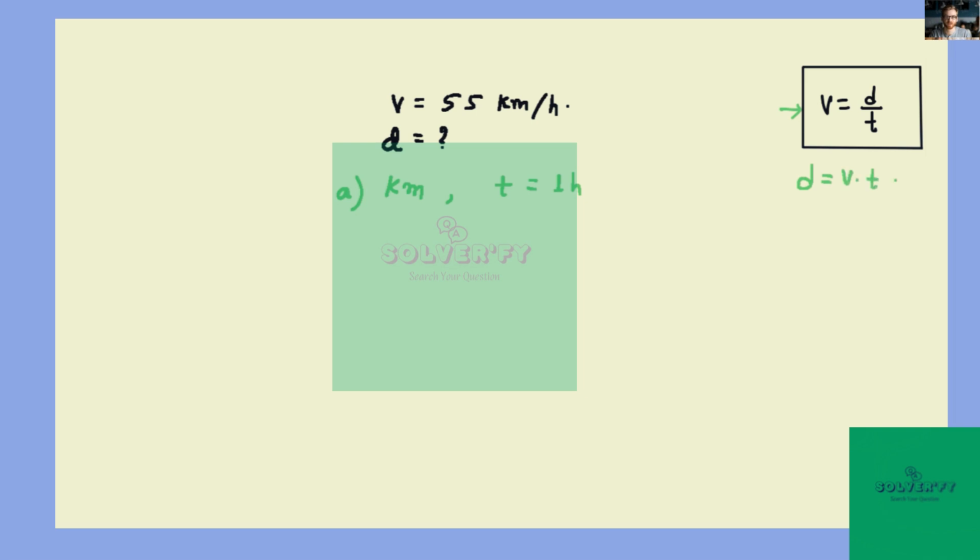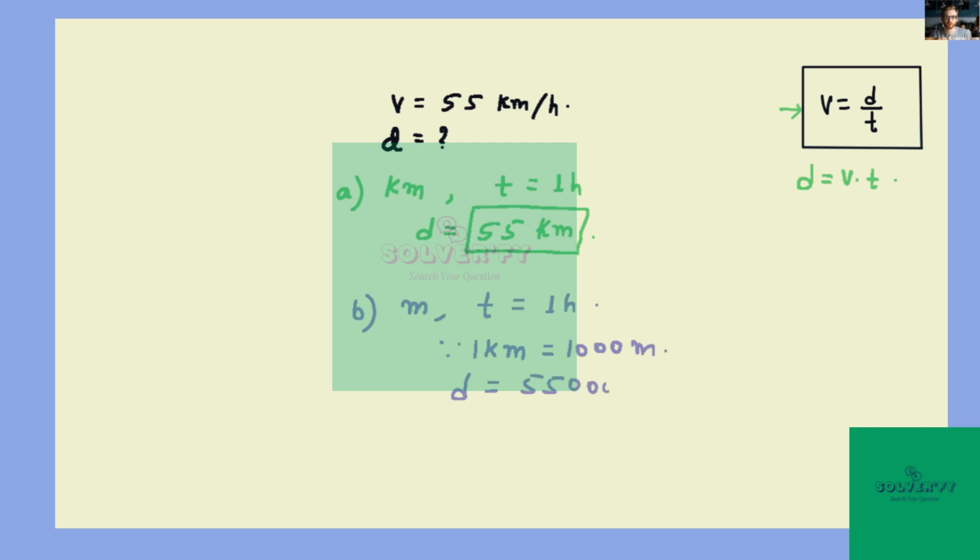So let's just multiply the speed with time and we would get the distance as 55 kilometers in the first case. And in the next case, we have to get the distance in meters provided that time is 1 hour. So we already computed the distance traveled in 1 hour as 55 kilometers, and we know that 1 kilometer has 1000 meters. So the distance traveled in meters would be 55,000 meters.